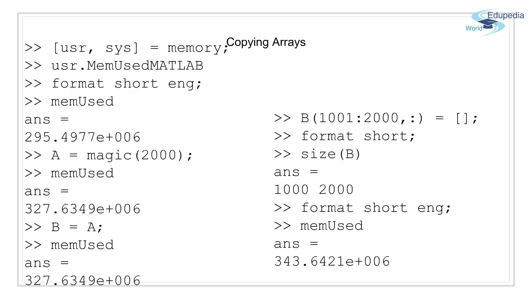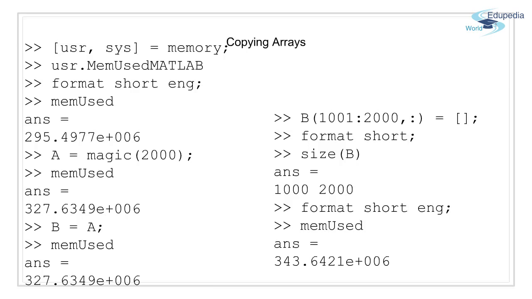As long as the contents of the array are not modified, there is no need to store more than one copy of it. But if you do end up modifying the copy, then Matlab makes a copy of the array and then modifies that copy. This concept is explained in the example presented here. First, I am getting how much memory is being used by me as a user and by the Matlab process I am currently running. Using memory usage I am getting this information.